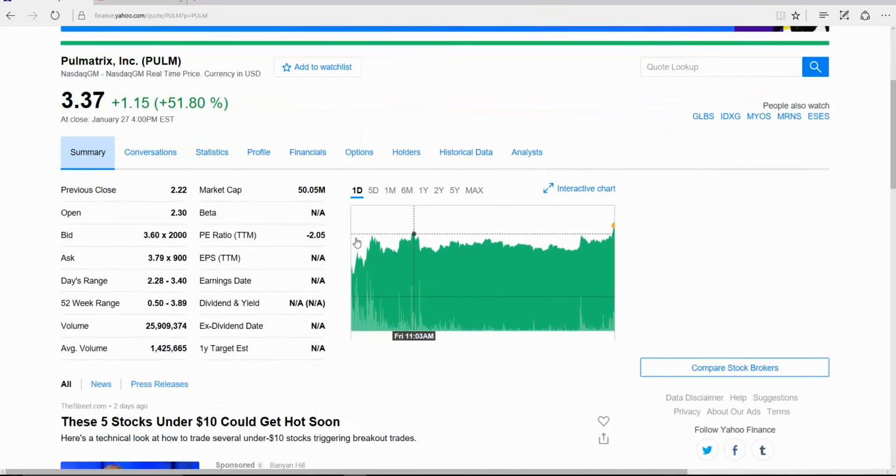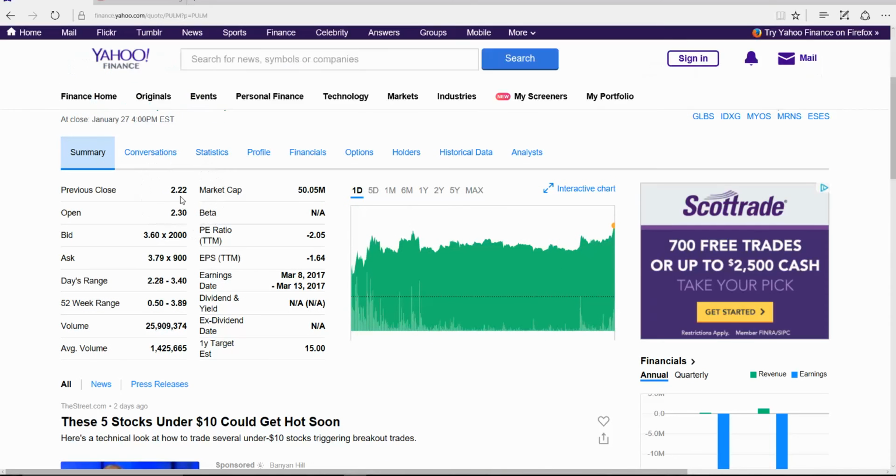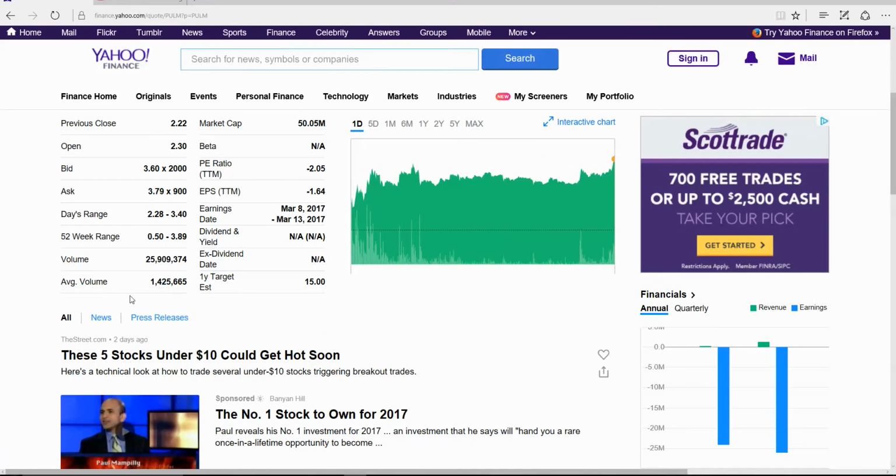Okay, and when you do, this is going to get the history. So the previous close price, this is on Thursday, it closed at 222, it opened at 230, and it ripped, it went crazy. It's now at 360. Okay, but what you really want to focus on when you're looking at this is, look at the average volume.